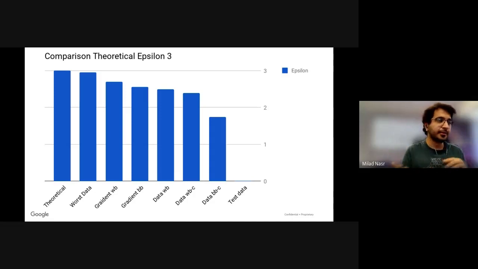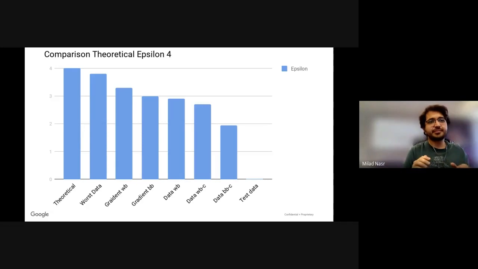But yes, given the different assumptions, we can see different values of the empirical epsilon. And for different values of epsilon, as we saw before, for higher values of epsilon, it's usually harder to get those values. So for a value of epsilon 4, the difference will be much larger compared to before.